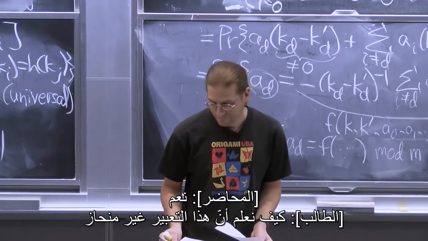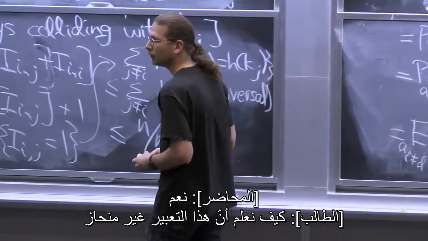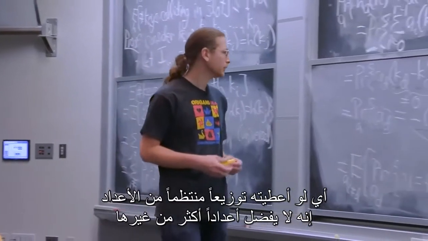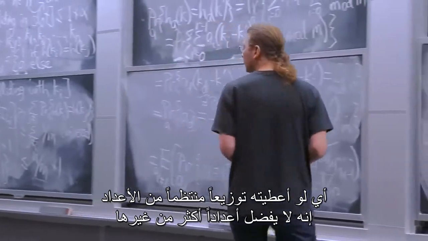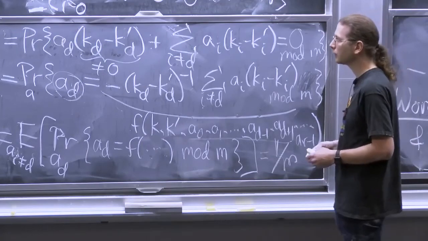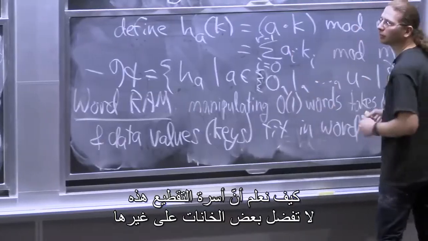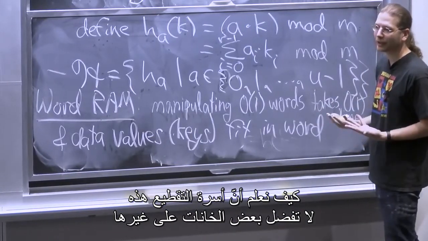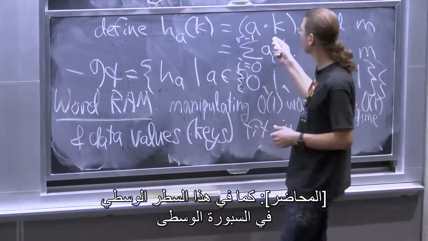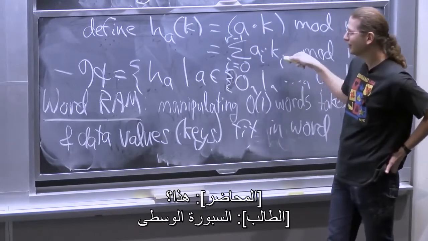How do we know that this expression doesn't have any biases, in the sense that if you give it a uniform distribution of numbers, it doesn't spit out more of some numbers than others? Oh, so you're asking how do we know that this hash family doesn't prefer some slots over others, I guess. Or after the equal sign, in the middle line? This one? Oh, this one.